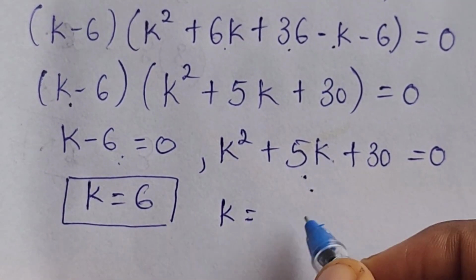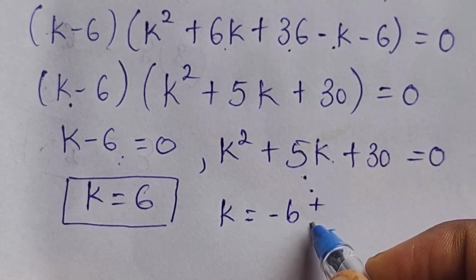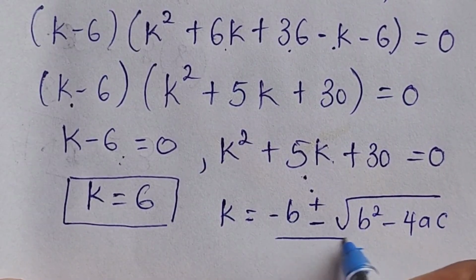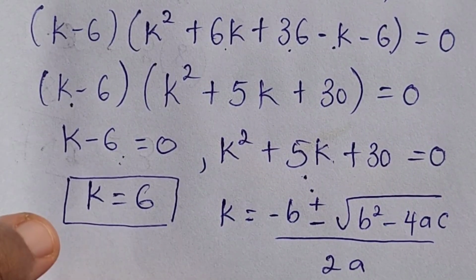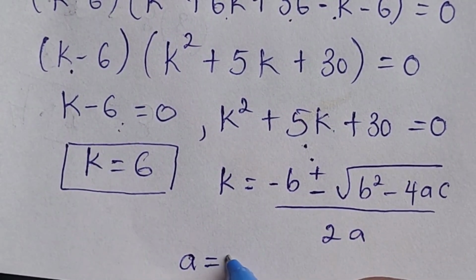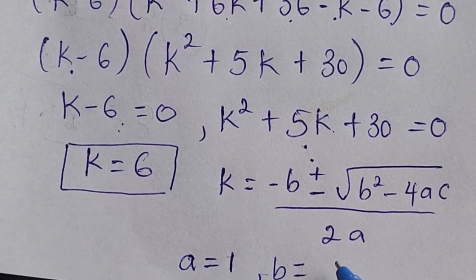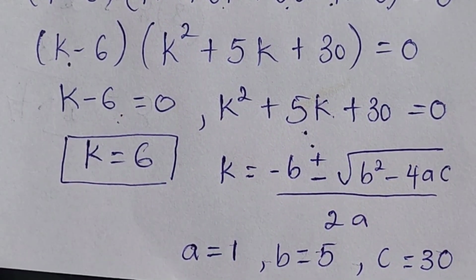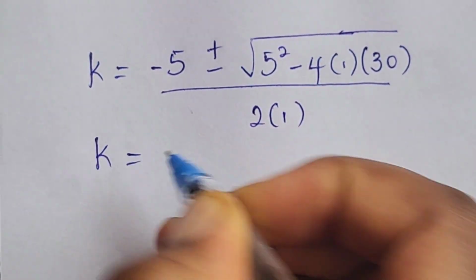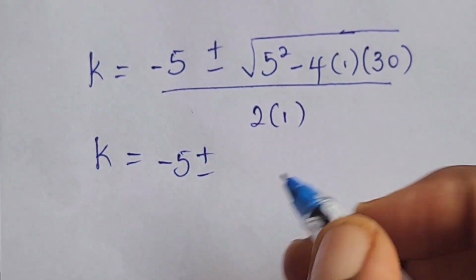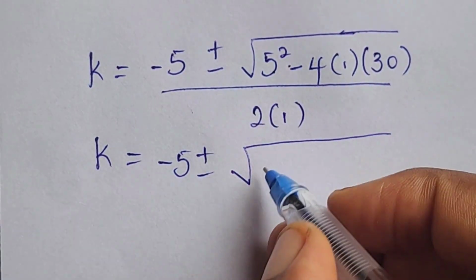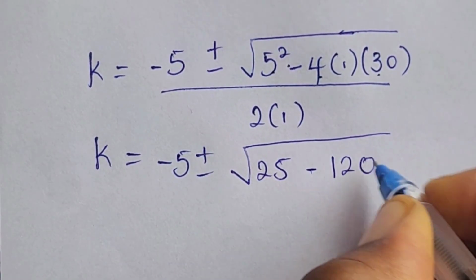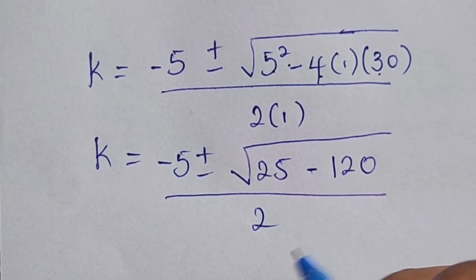Our k will be equal to minus b plus or minus the square root of b squared minus 4 times a times c, all over 2a. So our a is equal to 1, our b is equal to 5, and our c is equal to 30. When we resolve this, we have that k is equal to minus 5 plus or minus the square root of 5 to the power of 2, which is 25, minus 4 times 30, which is 120, all over 2.